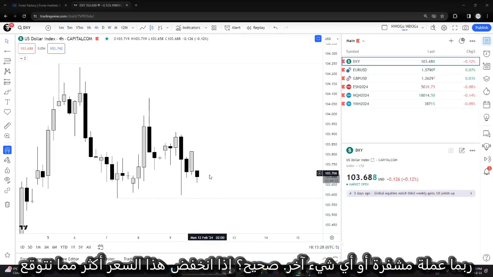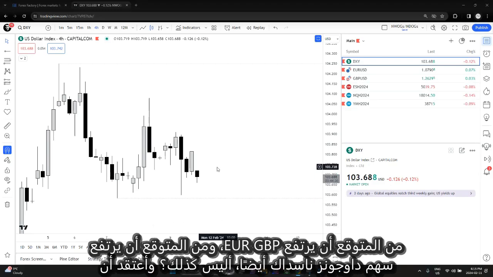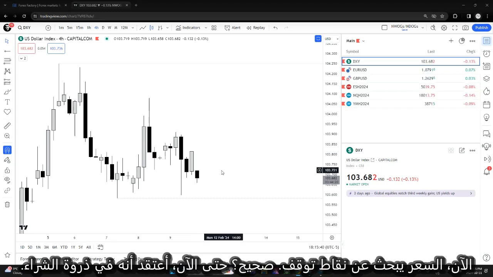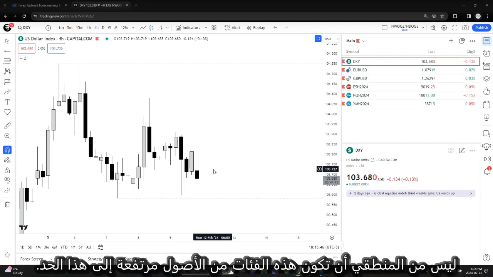And if this goes lower, then we could expect EU, GU to rally higher. We could expect ES, NQ, the Dow to also rally higher, right? And I think that right now price is just running for stops, right? Even right now, I think it's just overbought. It doesn't make any sense for those asset classes to be this high.